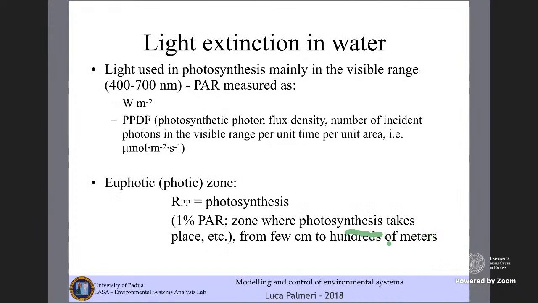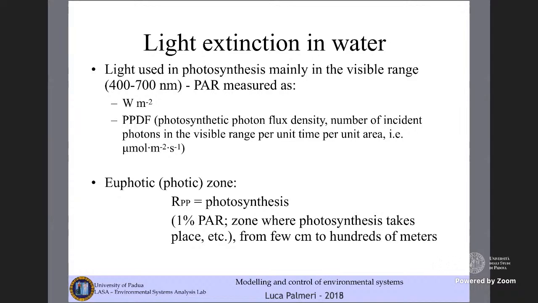So how do we model light extinction in water? First of all, we note that the light used in photosynthesis is usually in the visible range, in particular in the range 400 to 700 nanometers. This is the so-called photosynthetic active radiation, that may be measured in watts per square meter, the units of the solar constant, or, as we have already seen, as the photosynthetic photon flux density, so the number of incident photons in the visible range per unit time, per unit area.